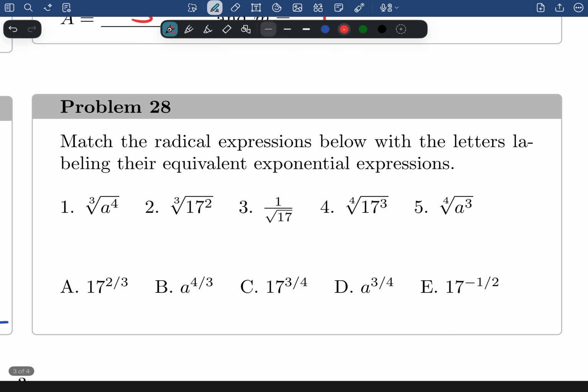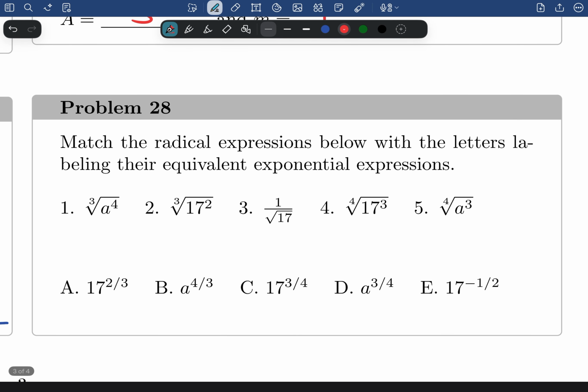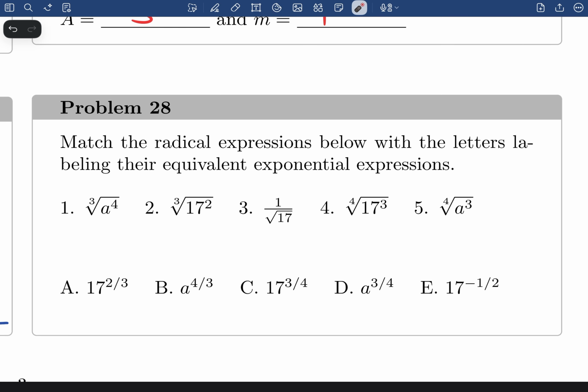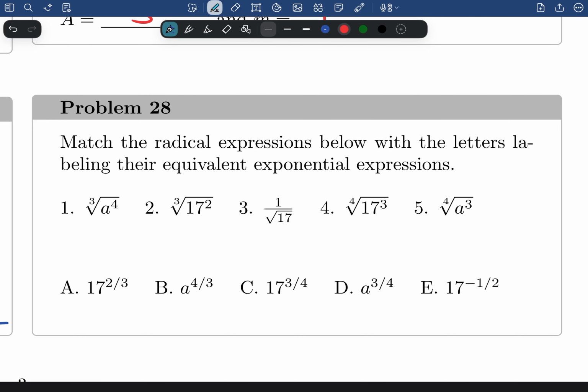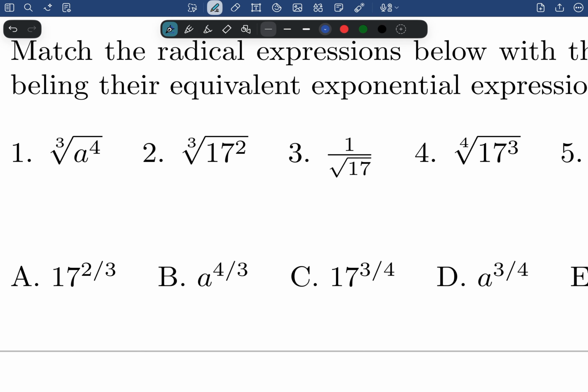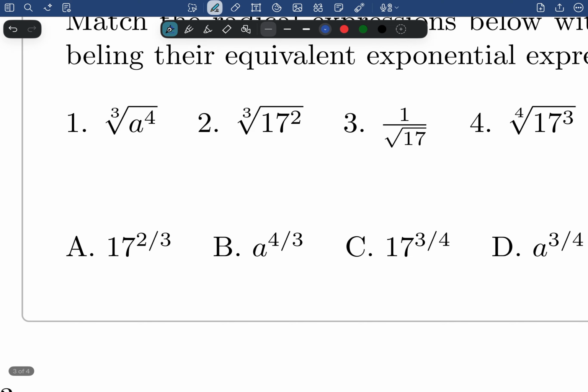Problem 28. Match the radical expressions below with the letters labeling their equivalent exponential expressions. Great. So we have learned in section 8.3 that we can turn radicals into rational exponents. Radicals and rational exponents are the same thing.